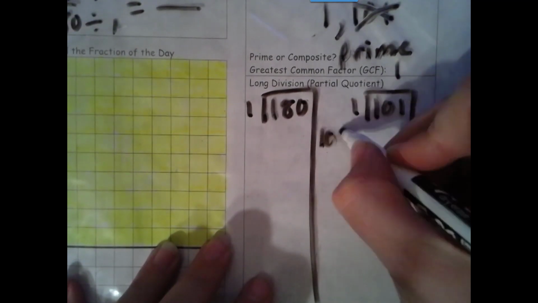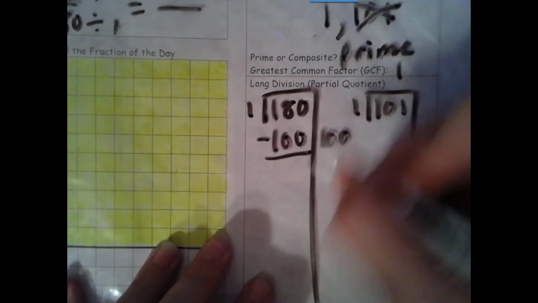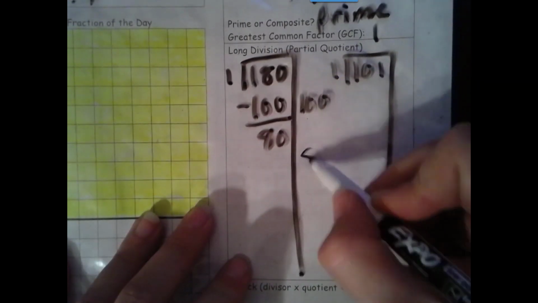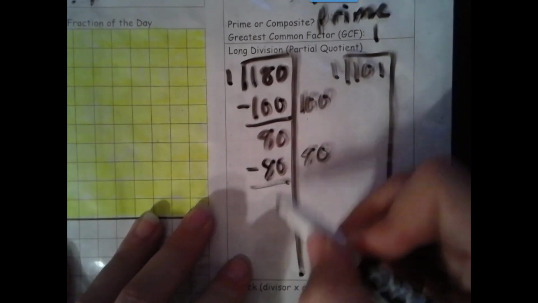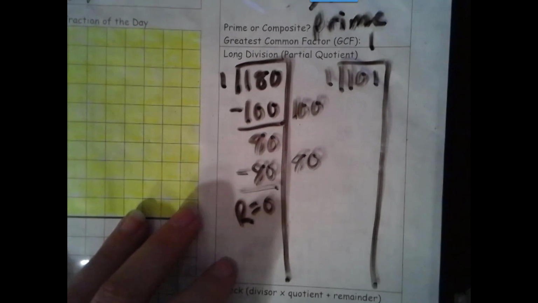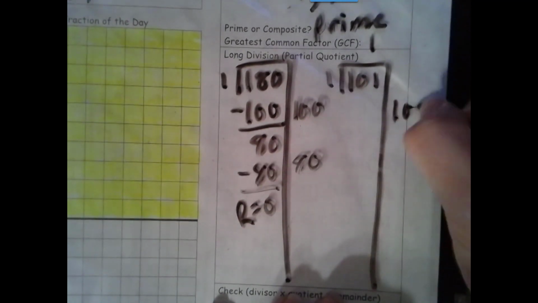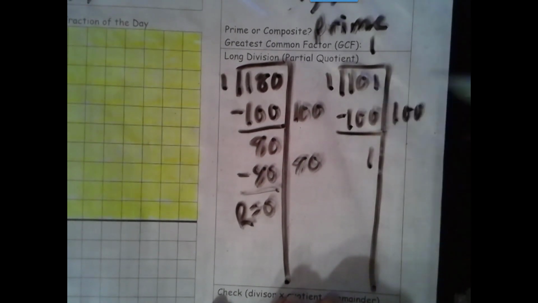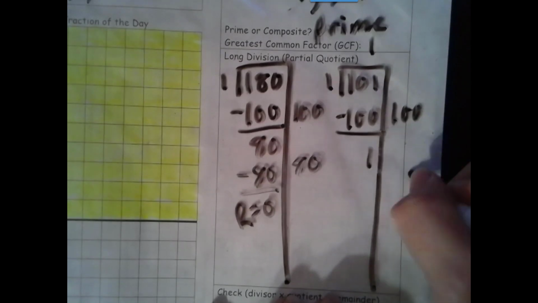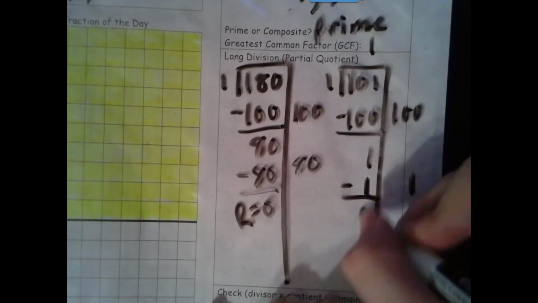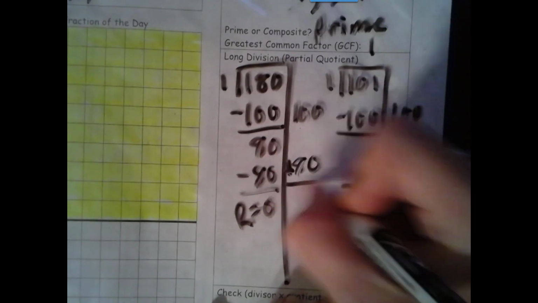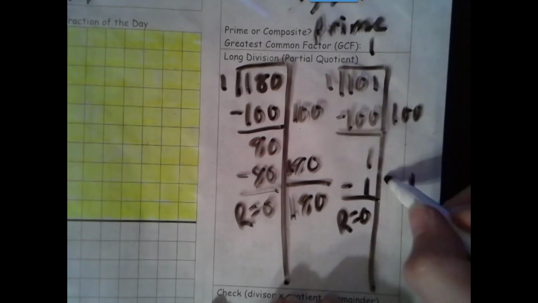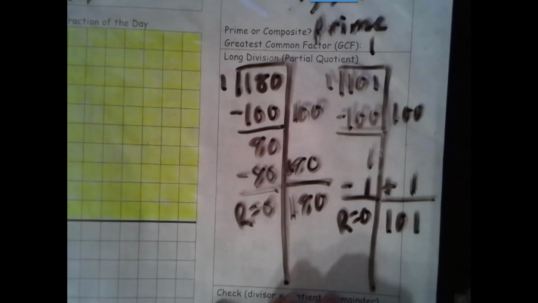So 1 times 100 is 100. Numbers the same, zeros a game. More on top, no need to stop. 8 times 1 is 80. Numbers the same, zeros a game. Here, 100 times 1 is 100. More on top, no need to stop. Numbers the same, zeros a game. 1 times 1 is 1. Numbers the same, zeros a game. We add our partial quotients. 100 plus 80 is 180. 100 plus 1 is 101.